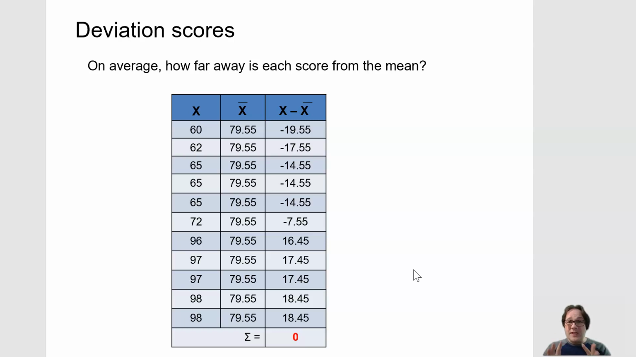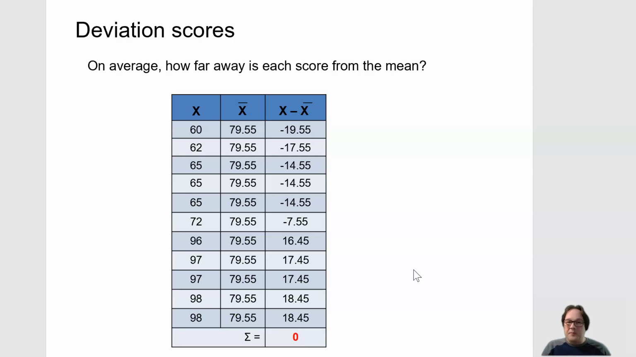Because that's really what I want to do. I really just, the best measure of variability is for me to just get an average of how much each score varies from the mean. So I calculated all these deviation scores. I just want to get an average of those deviation scores. That's all I want to do.